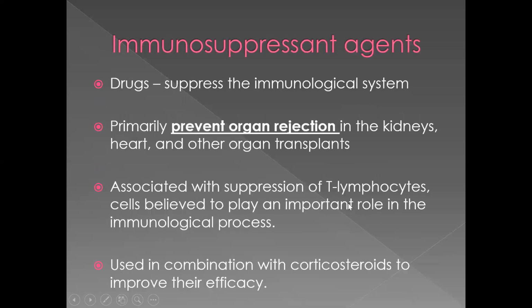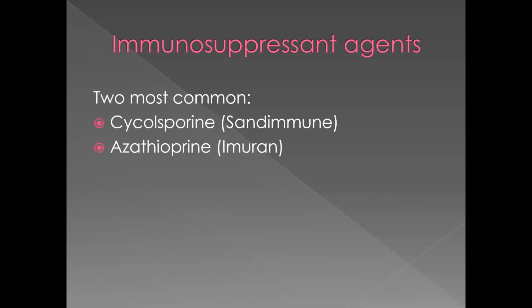Now, on the flip side, we are going to talk about immunosuppressant agents, which are drugs that suppress the immunological system. Primarily, they prevent organ rejection in kidney, heart, and other organ transplants, but most commonly kidneys. It's associated with suppression of T lymphocytes. These cells are believed to play an important role in the immunological process, and it is used in combination with corticosteroids to improve their efficacy. The two most common ones here are cyclosporine and azathioprine.